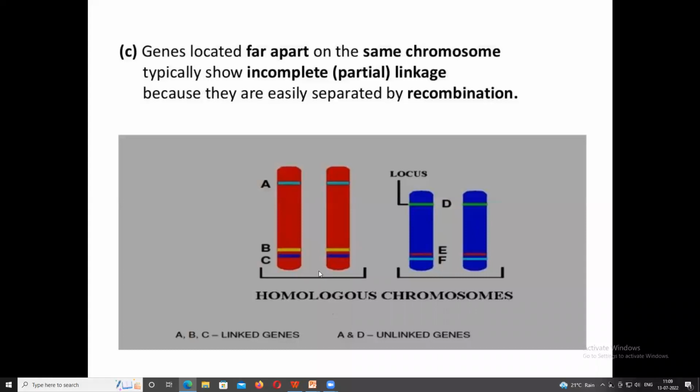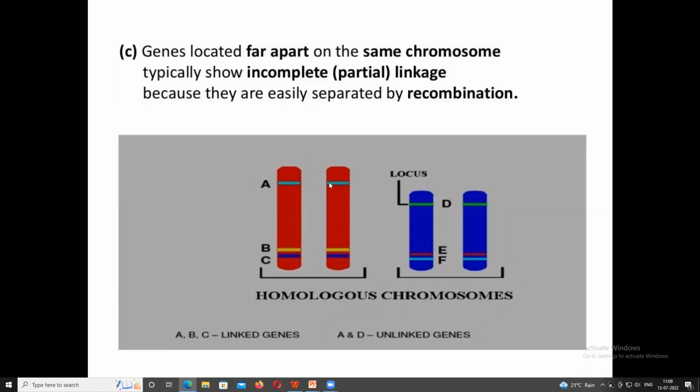Please be interactive. Two sets of chromosomes are carrying the same set of genes. This chromosome is carrying the same set of genes. This is carrying A, B, C genes. This is carrying D, E, F genes. Both these are carrying the same genes, and these are called alleles.